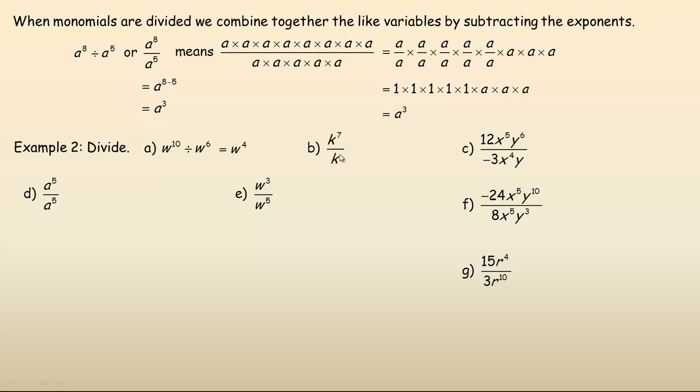In B here, now if you don't see an exponent, it's automatically a 1. So 7 minus 1 would give you 6 for the exponent. So that would be k to the power of 6.